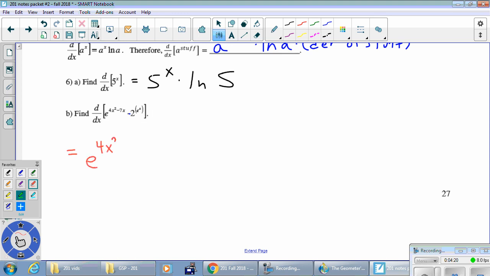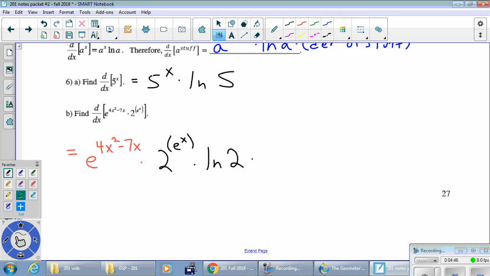First, that gets copied, times the derivative of the second. Okay, 2 to the e to the x. So that is like an a to the x. In fact, it is an a to the stuff, where a is 2. So I'll use my a to the stuff rule. So we got times a to the stuff becomes a to the stuff. So 2 to the e to the x times ln of 2.